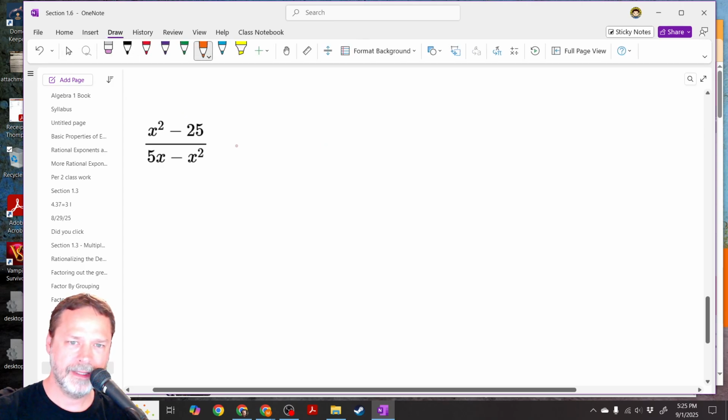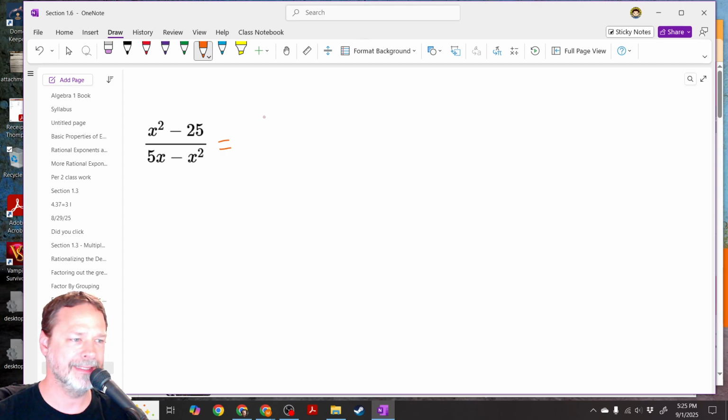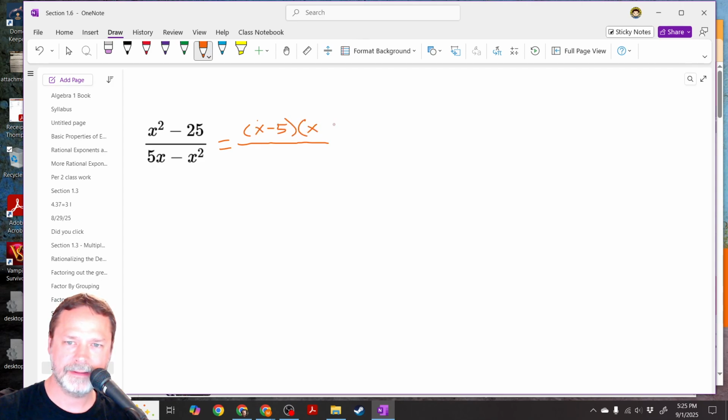All right. x squared minus 25 over 5x minus x squared. Factor, factor, factor. Let's factor these so we can see if there are common factors or not. Top is a difference of squares, obviously. So I get x minus 5 times x plus 5. That one's factored. The bottom, I don't see a difference of squares like on the top, but I do see a common factor. In the first term and the second term, I see an x. So I can write x times 5 minus x. Ooh, a little tricky here.